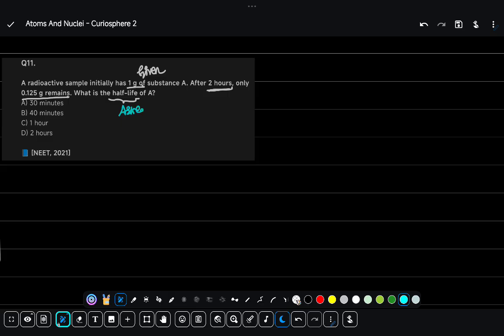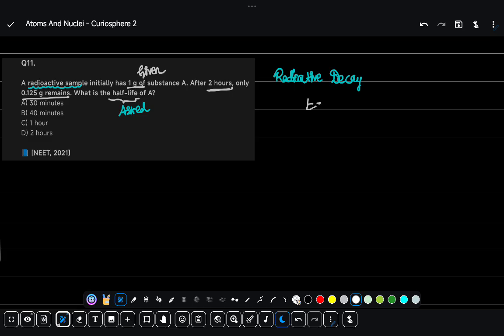How do you find the concept behind it? They have given it is a radioactive sample, so it is a radioactive decay. And what did I tell you about radioactive decay reactions? They are all first order reactions. They follow first order kinetics. So we use the first order kinetics formula.